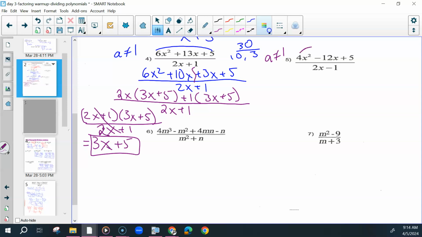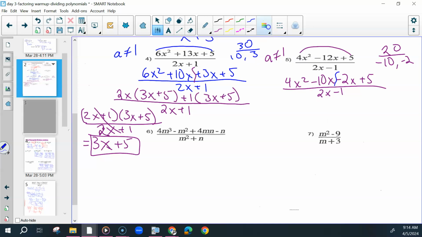So then multiply 4 and 5 to get 20, and we're looking for two numbers that multiply to be 20 but add to be negative 12. Negative 10, negative 2. So we have 4x squared minus 10x minus 2x plus 5, or if you switch them, that's okay. All over 2x minus 1. And then split that down the middle.